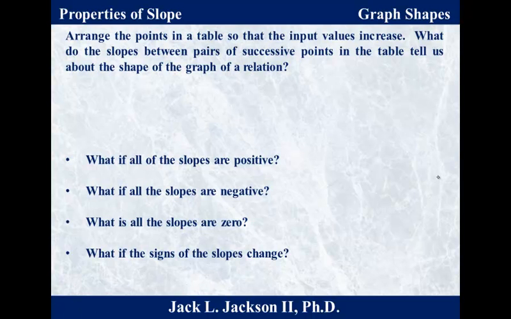So before we go on, if we arrange the points in a table so the input values increase, what do slopes between pairs of successive points tell us about the shape of the graph or relation? What if all the slopes are positive? What does that tell us? What if all the slopes are negative? What about if all the slopes are 0? And then what if the signs of the slopes are some positive, some negative? They're not all the same. What does that tell us?